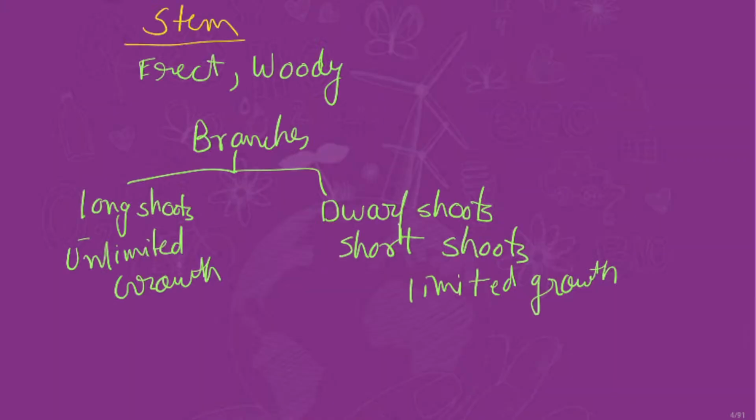Here, ovuliferous. This is known as ovuliferous scales. This is known as ovule. This is the cone axis. The transverse section of dwarf shoots.